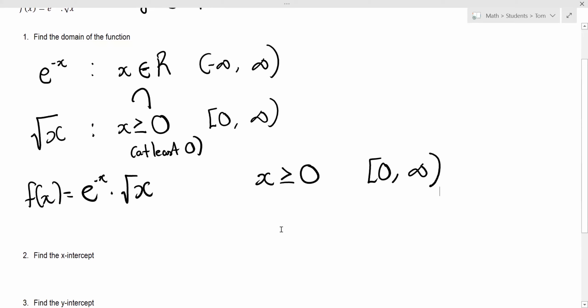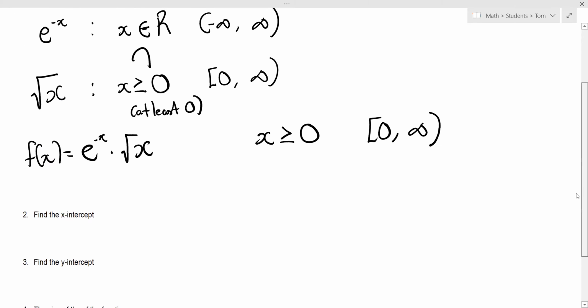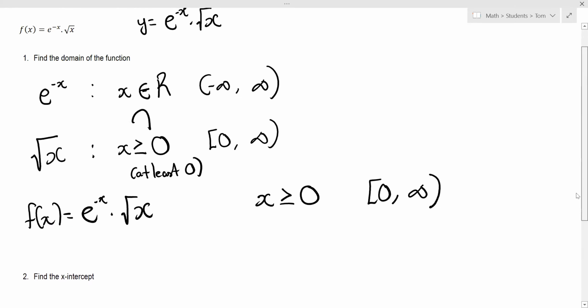Now find the x-intercept of the function. For this, I'll be doing the first 4 questions in this video, then the next 4 questions, because there are more, but I don't want to spend too much time on everything in one video. I'll do maybe the first 4 in this video, the next 4 in another video.